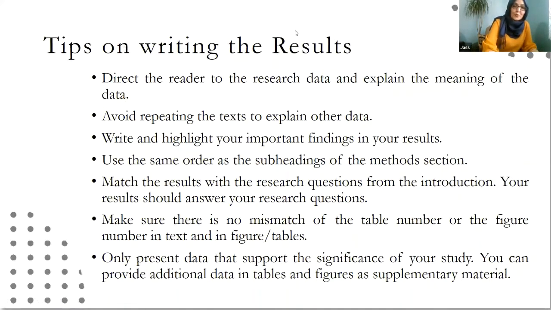Now, I have a few tips on writing the results. Firstly, you have to direct the reader to the research data, okay? And then you have to explain the meaning of the data. What do I mean by this? I have numbers. First, I give the numbers, okay? For example, I've gained 50% of this, 50% of that. There's a decrease here, there's an increase there. I give the data, and then I explain what they mean, okay? And then I put them to meaning. Data, numbers, figures, and then you explain, okay? This is how you should carry them out.